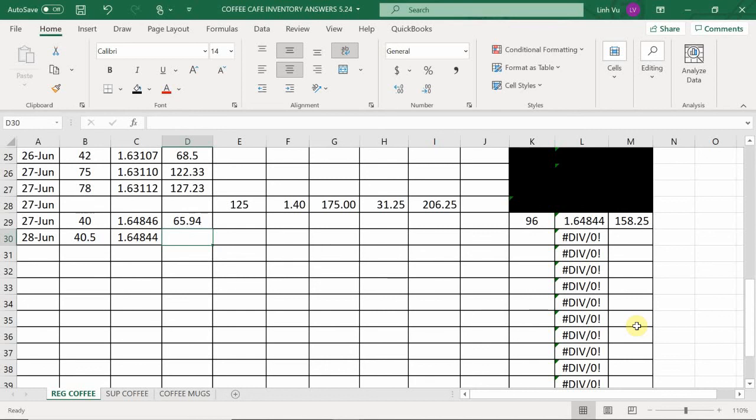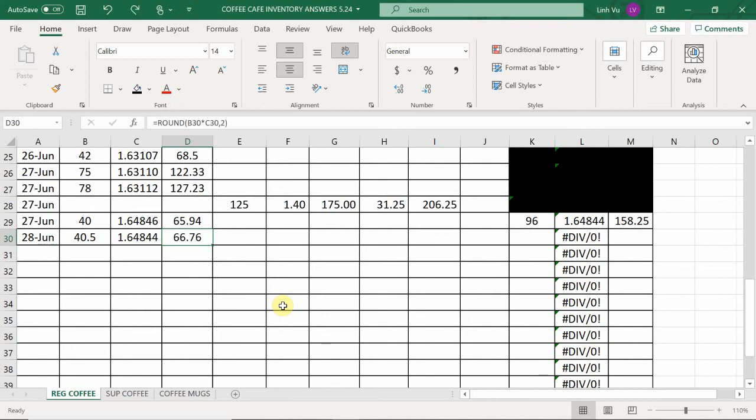If each pound cost me $1.64 and I sold 40 of those pounds, how much is my total cost? One more time. Okay, if each pound costs $1.64, and I sold 40 of those pounds, what's my total cost? 65.60. I believe that is the correct answer.